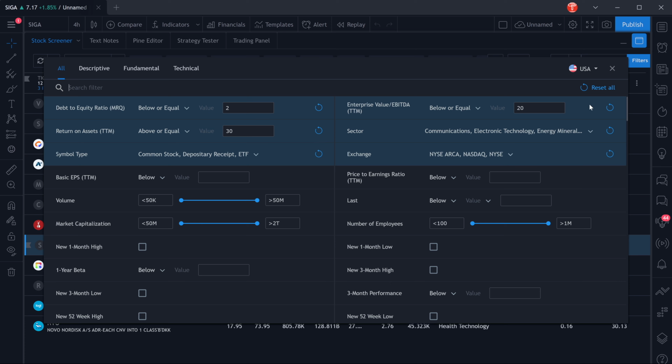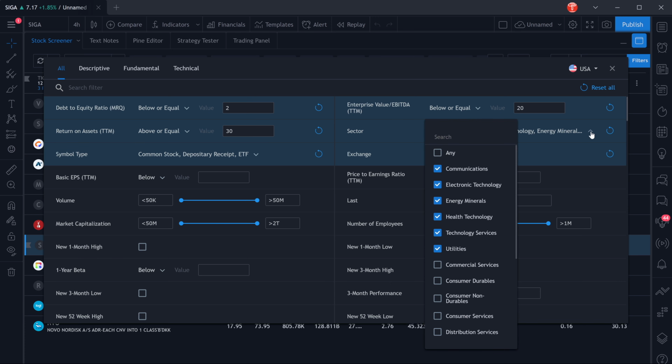So first, this does not work well with financial stocks. So we're going to be filtering by sectors, and we will be looking at communications, electronic technology, energy minerals, health technology, technology services, and utilities. You can add some other sectors as well. These are just the ones I'm focusing on, but just make sure you leave out financial companies.